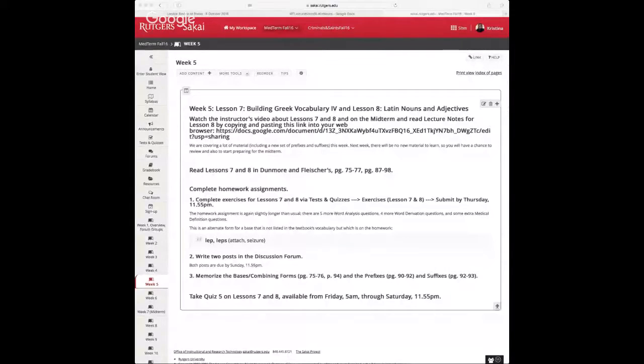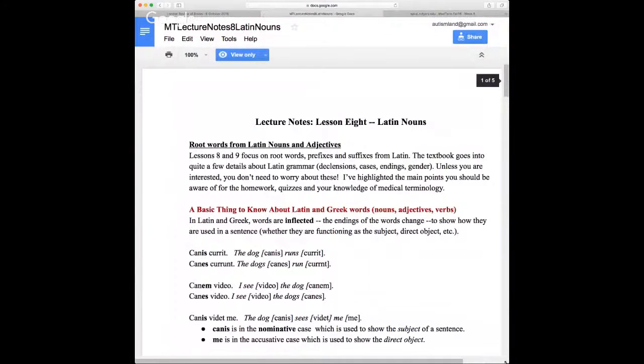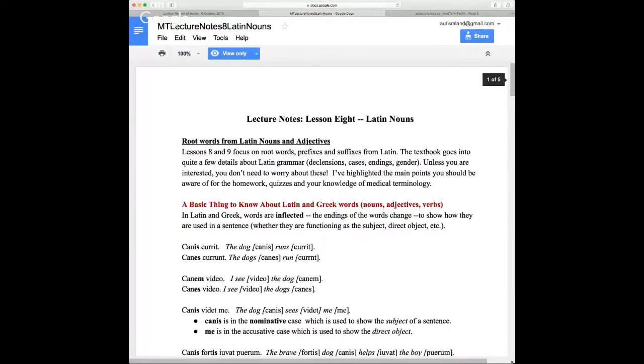Okay, so you can access the lecture notes that I wrote for you by the long link here. I use these long Google Doc URLs because when I upload PDFs onto Sakai, not everybody seems to be able to access them, depending on how your Sakai is set up. So it's making life easier for me, hopefully for you. Both lessons 8 and 9, root words, prefixes, and suffixes from Latin, we'll do after the midterm, and I've highlighted the main points to know.